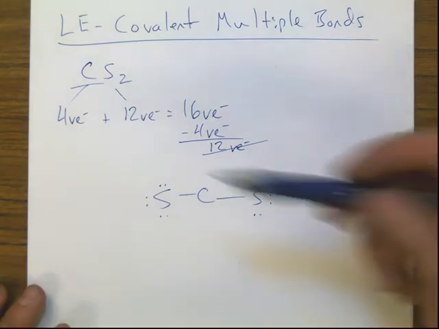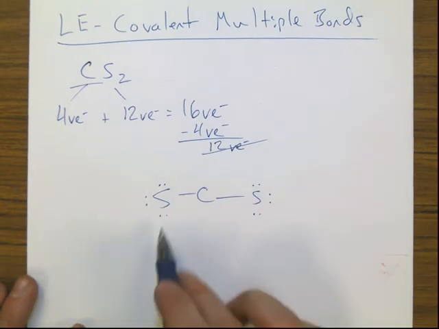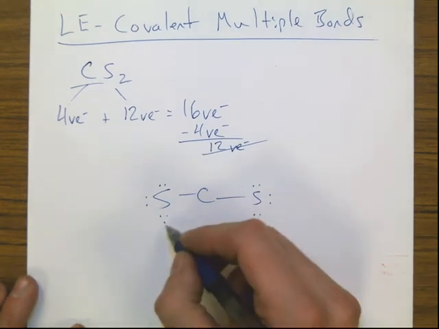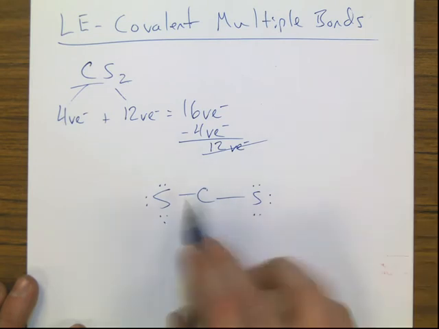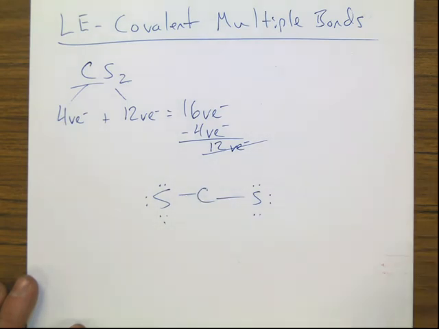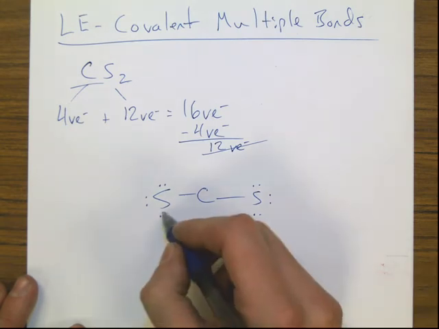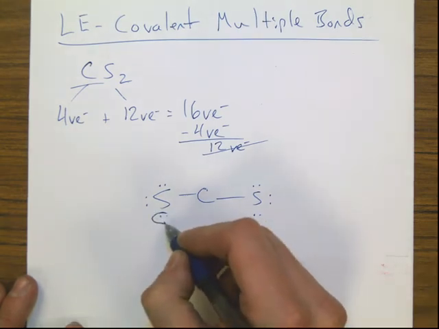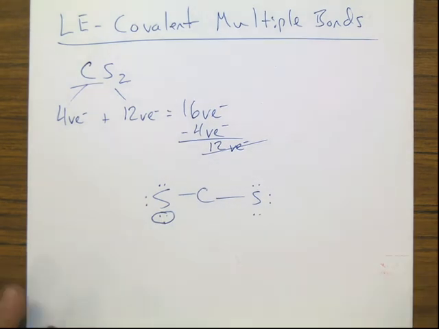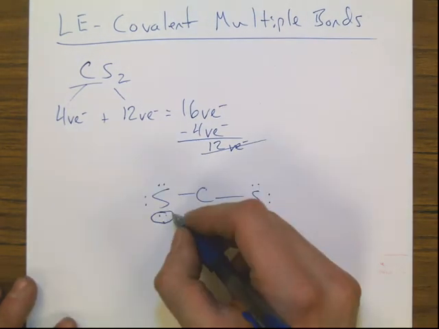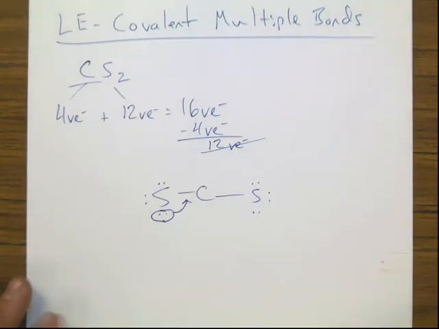So when I look at sulfur on the left side, I've got 2, 4, 6, 8. And then I have carbon. I only have 2, 4. So carbon is actually short valence electrons. So what I can do is I can take 2 of the electrons that are non-bonding around one of the sulfurs, and I can slide them in as a bond between the sulfur and the carbon.